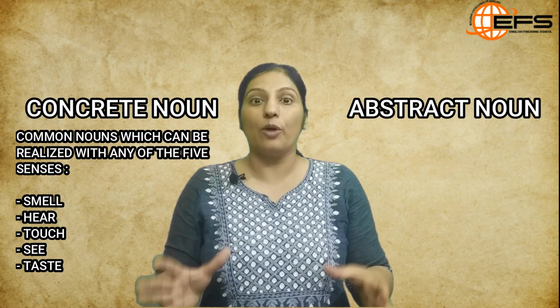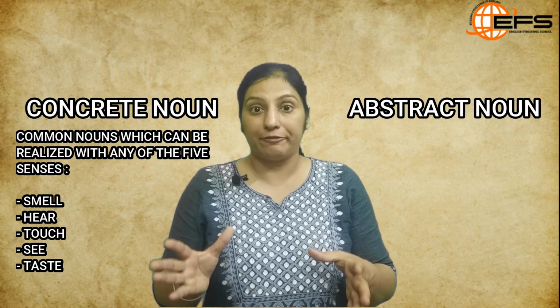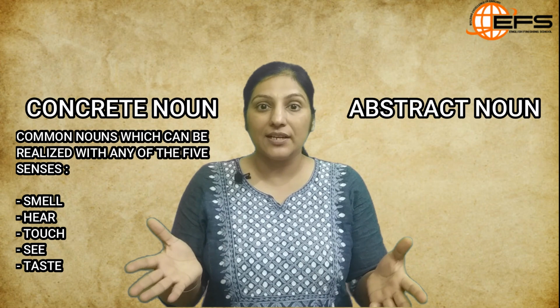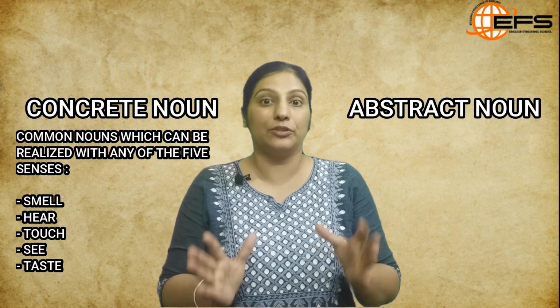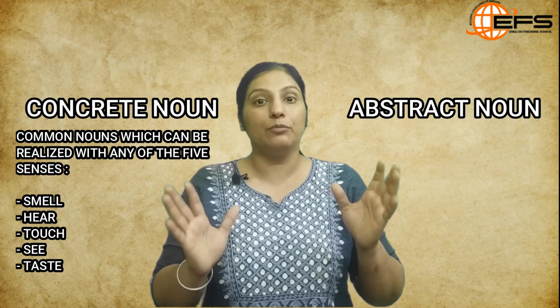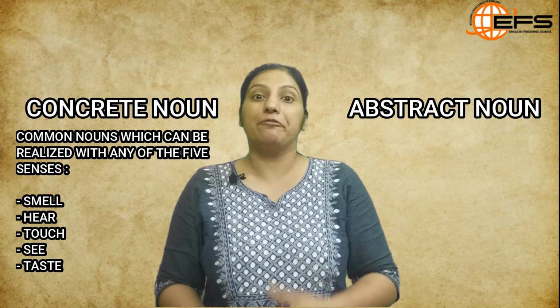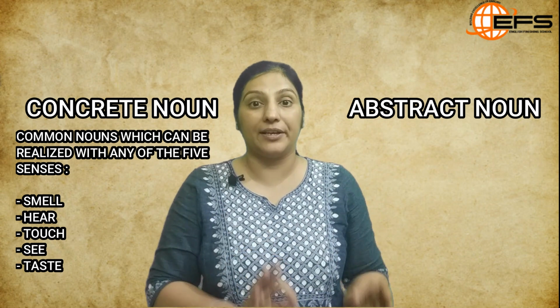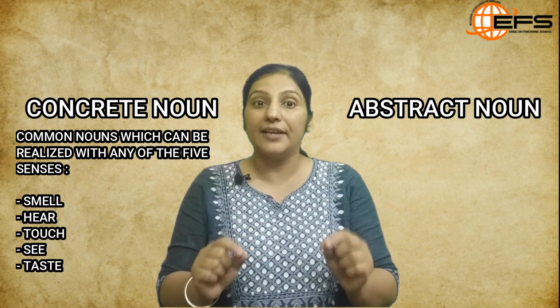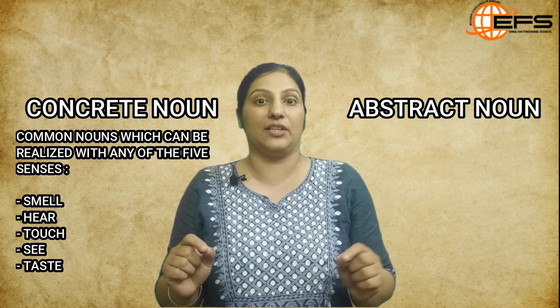So there are certain common nouns which have either all 5 senses or 1 sense or 2 senses or 3 or 4 applied on these words or things. We call them concrete nouns. And when we say abstract nouns, out of these 5, no sense applies on them. We cannot realize abstract nouns with any of the 5 senses.